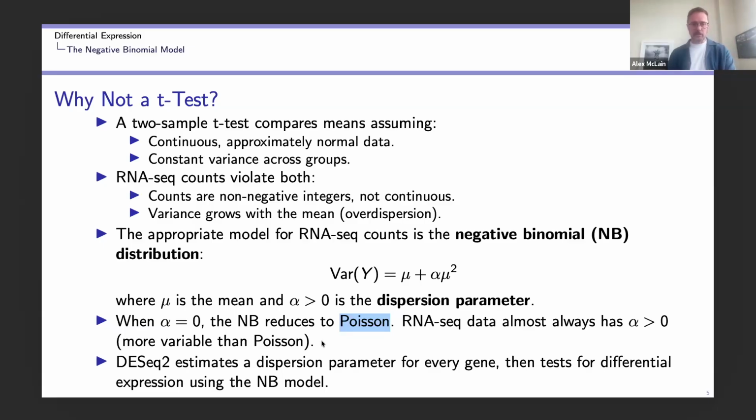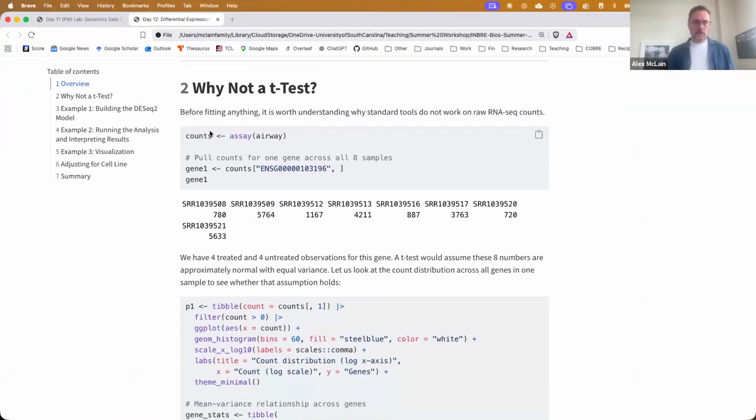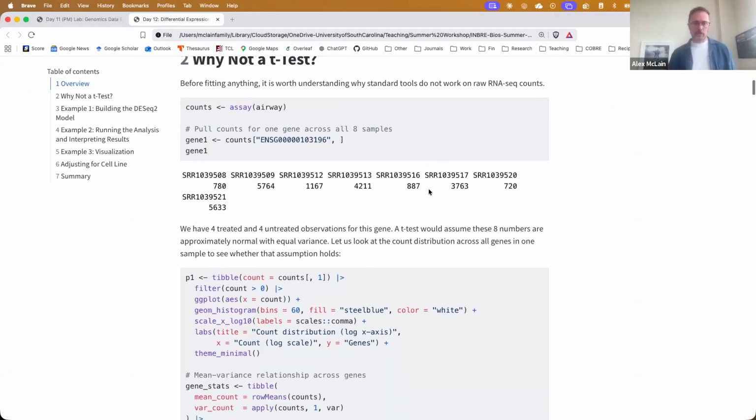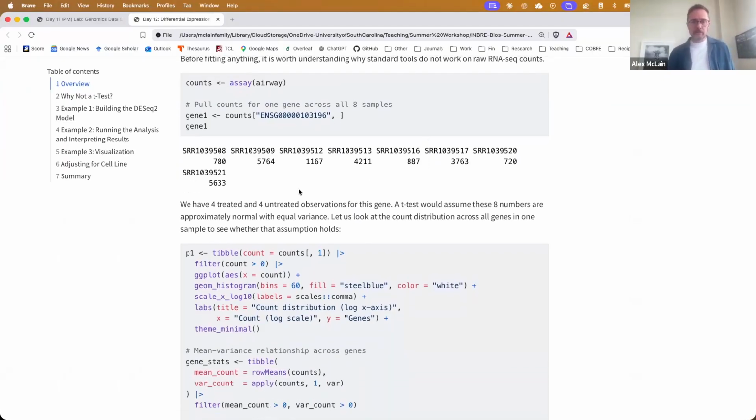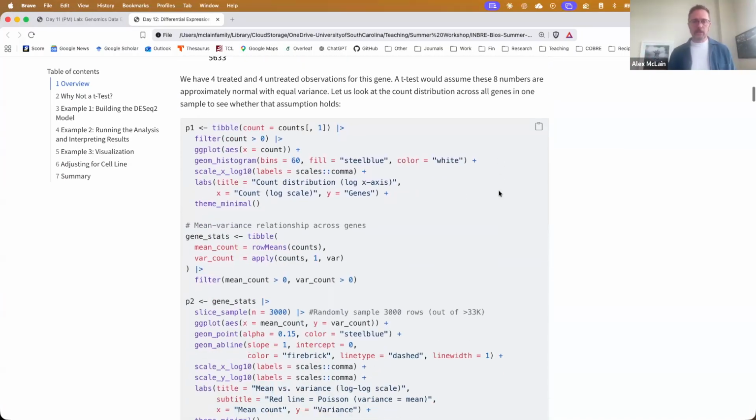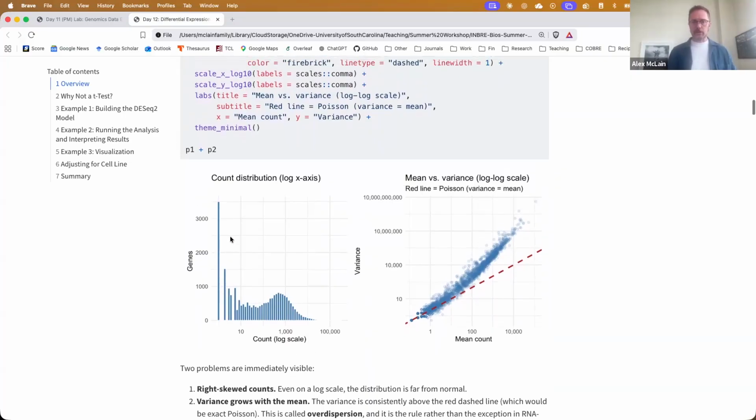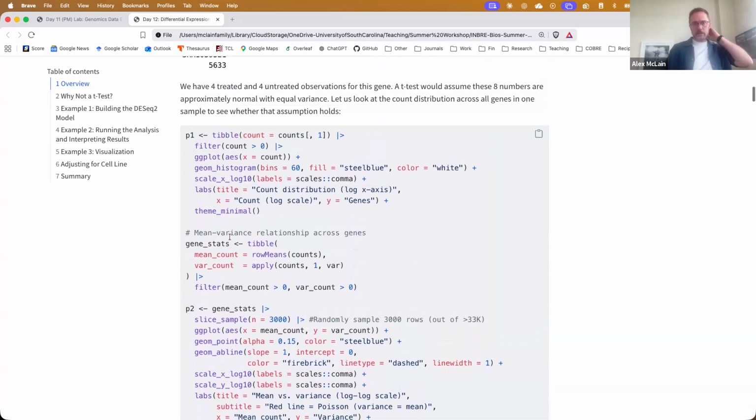And let's take a look at this. So why don't we use a t-test? Well, first off, we have 4 treated and 4 untreated, so we can't assume that the central limit theorem is going to apply here. That's one reason. The second reason is that when we look at the count distribution here, it's not anywhere close to normal. It's very, very right skewed.